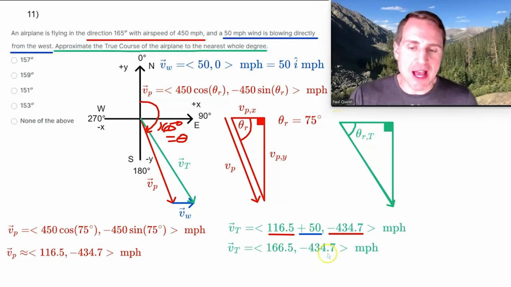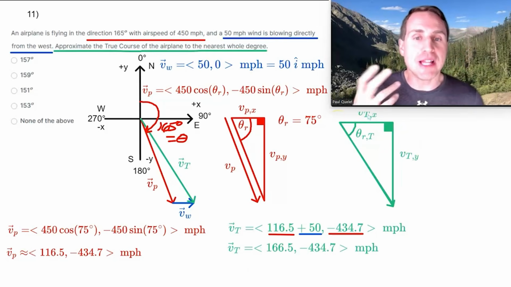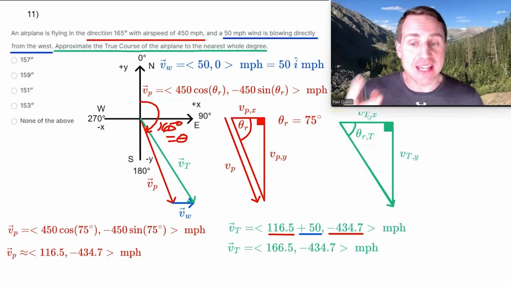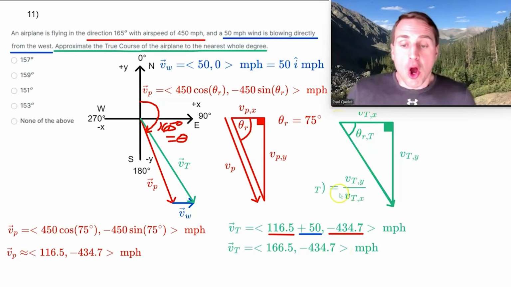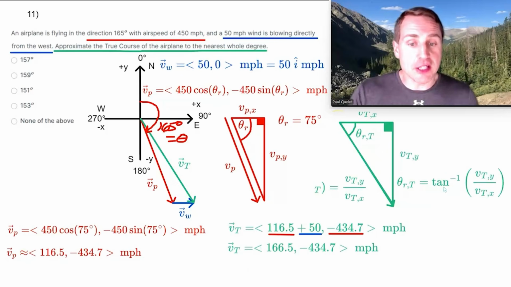Notice that we have the opposite side and we have the adjacent side, because we have the y component and the x component. Say we have v total y, v total x. So let's just use tangent, and in fact inverse tangent, to do this calculation. Tangent of theta reference total is v total y over v total x. So let's take the inverse tangent to get the angle itself. So this angle, inverse tangent, let's put the numbers in.